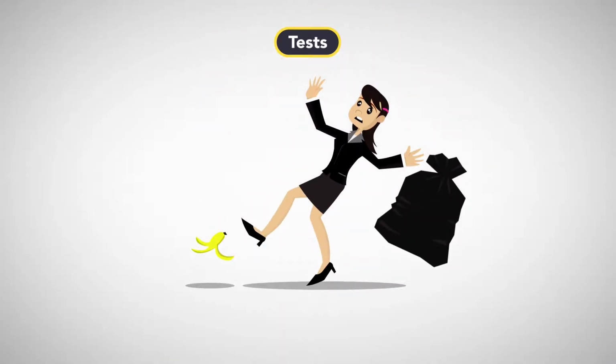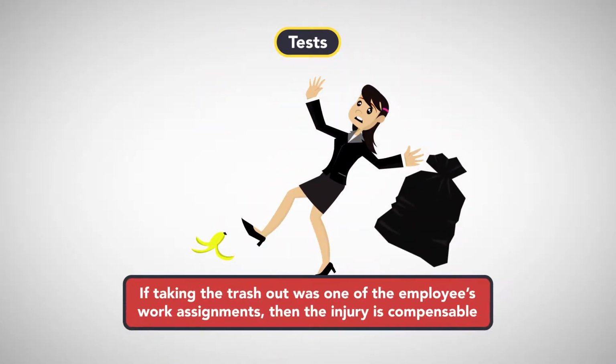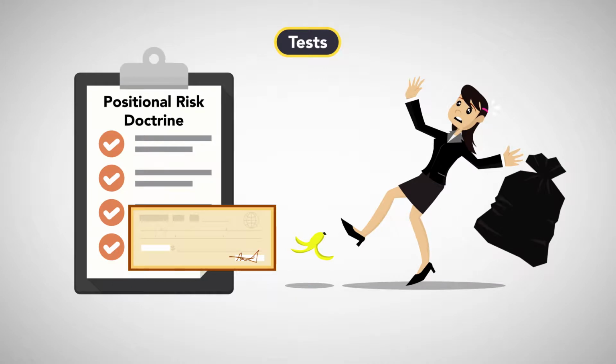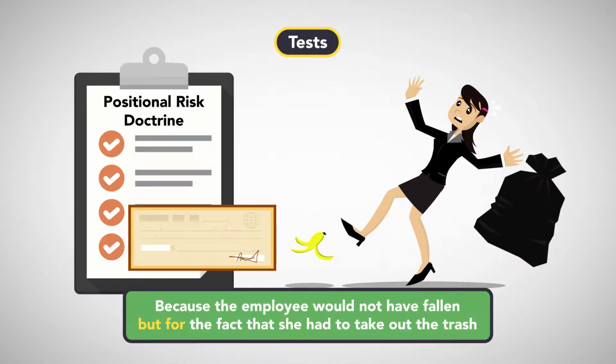For example, where an employee falls while taking out the trash at work and taking the trash out was one of the employee's work assignments, then the injury is compensable under the positional risk doctrine because the employee would not have fallen but for the fact that she had to take out the trash.